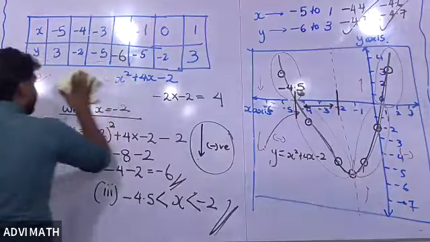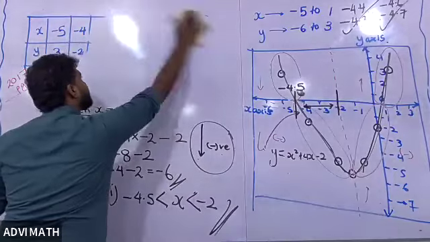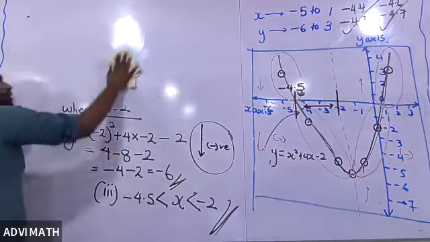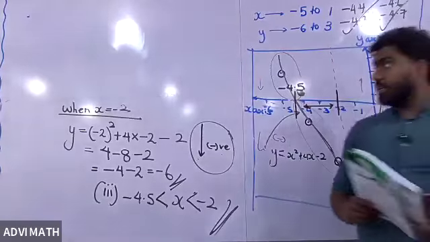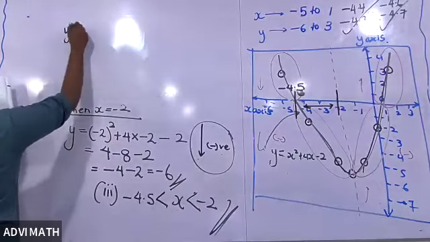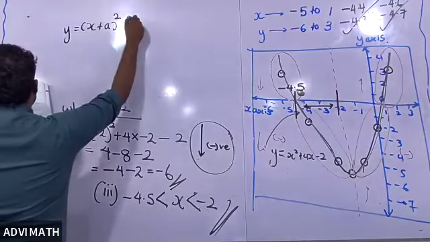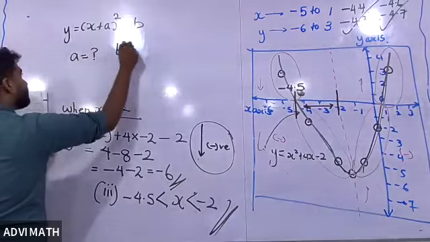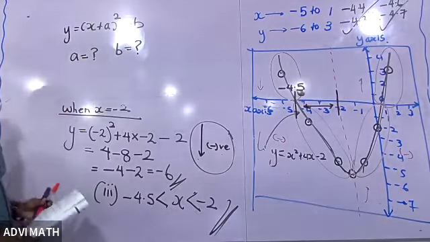Okay, look at the board now everyone. Everyone look at the board. Now they are asking you to write this equation of the graph in the format y equals x plus a whole thing squared minus b, and they are asking you to find out what is a and what is b. Plus or minus? Minus. Okay.